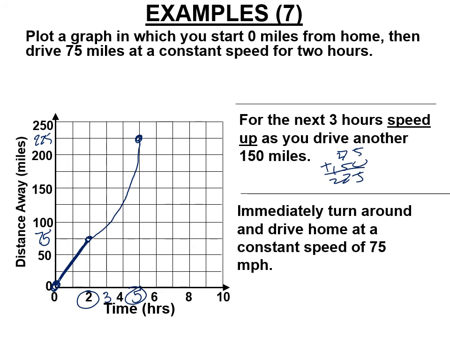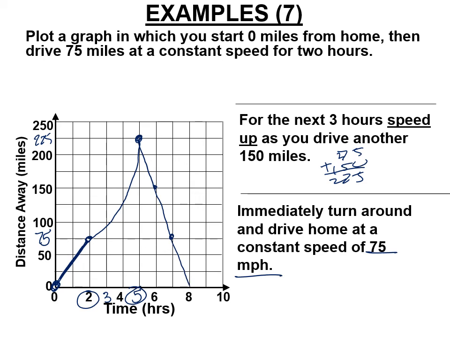Immediately turn around, which is improbable since we're speeding up as we zoom to 225, but let's assume that you can speed up to a really high speed and immediately turn around and drive home at a constant speed of 75 miles every hour. So 75 miles is 3 boxes. So we have to go 3 boxes every hour. 1, 2, 3. 3 boxes every hour.